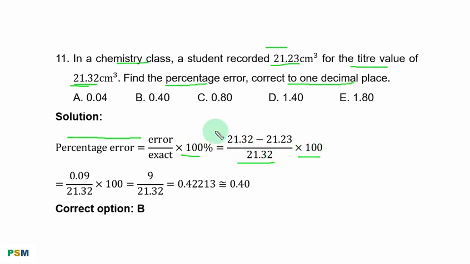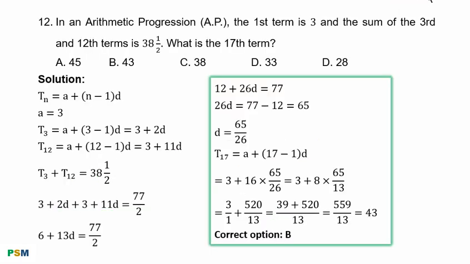If you subtract the numerator, you have 0.09 over the actual value times 100. If you multiply these two values, you have 9 over 21.32. When you divide, you have 0.42213. To 1 decimal place, you have 0.4. The correct option is B.